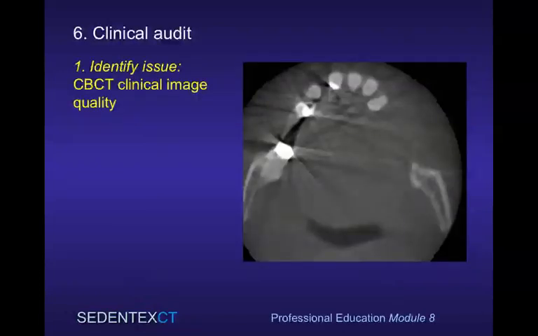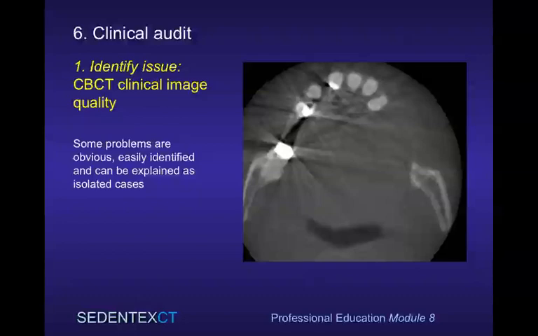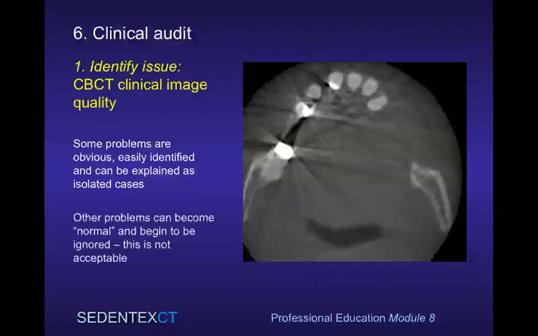In clinical audit, it's important first of all to identify an issue. In our case, we're looking at cone beam CT clinical image quality. When we look at our images, some problems, such as the metal artifacts on this scan, are obvious, easily identified, and can be explained as isolated cases, or as things that we cannot do anything about. However, other problems can be insidious and become normal and begin to be ignored, and this is clearly not acceptable.